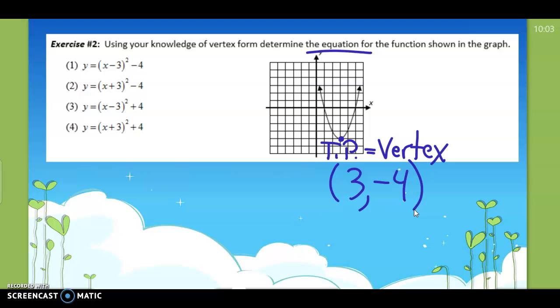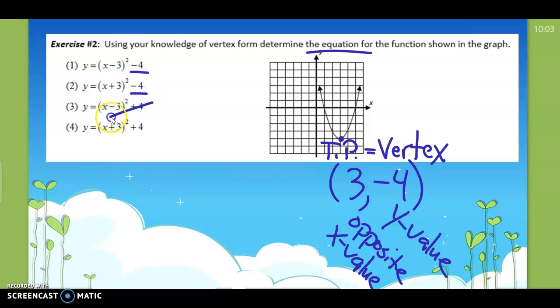Now, what did we say? We said that this is the y value, and this is the opposite x value. So let's take a look at the equations and see which one's going to work. It needs to be down 4. So this one works, not going to work, not going to work. So 3 and 4 are out of there because of that +4. Now, the turning point has a +3, but when it's in the equation, it's the opposite, so it needs to be a -3, and that's why this is choice number 1.